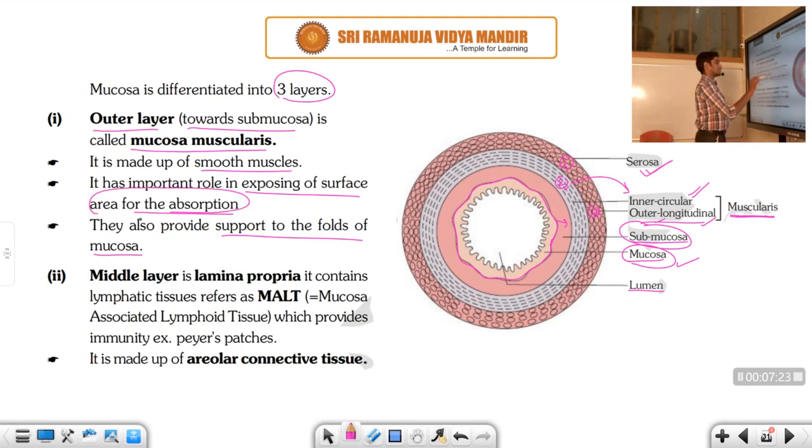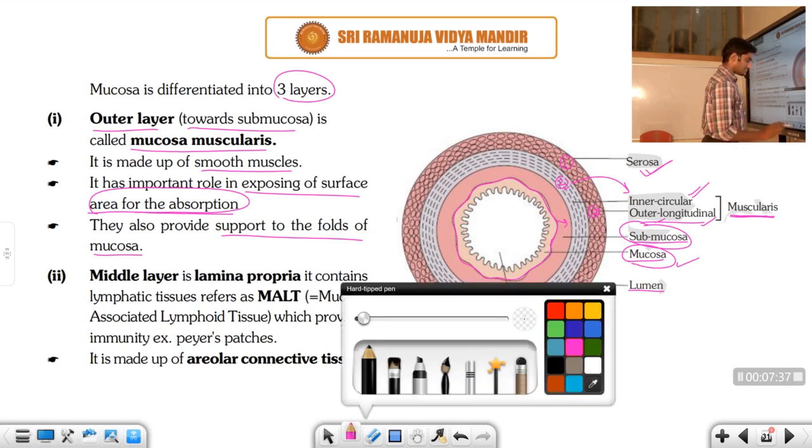For area for absorption, right, student? This is about the outer layer's importance. Let us see the middle layer. Middle layer is actually this part, right? This part. Suppose I will change the color.